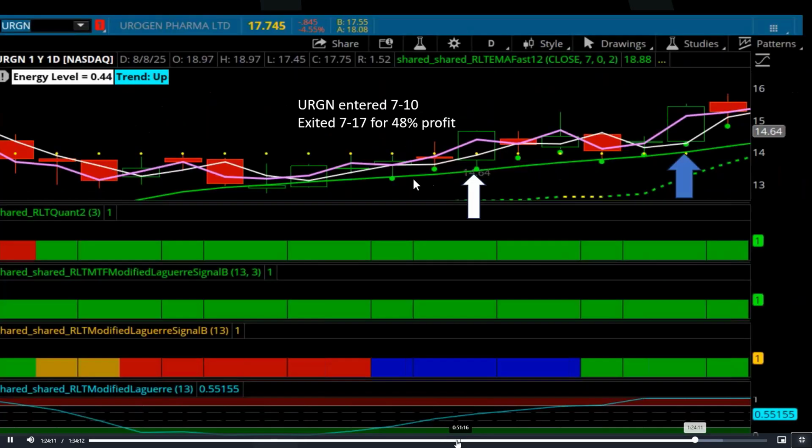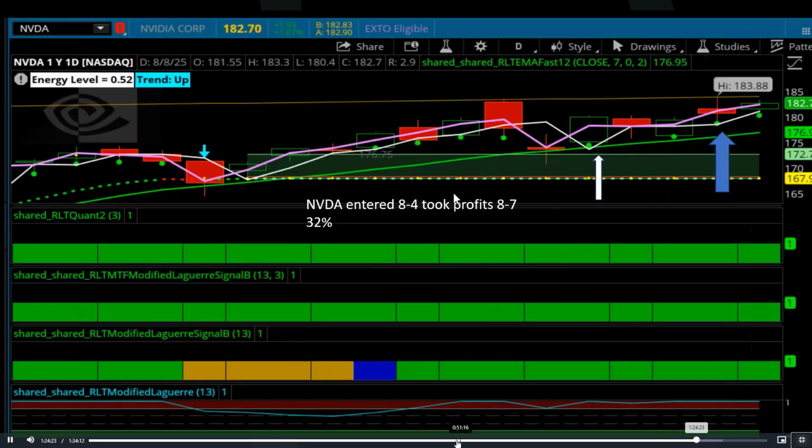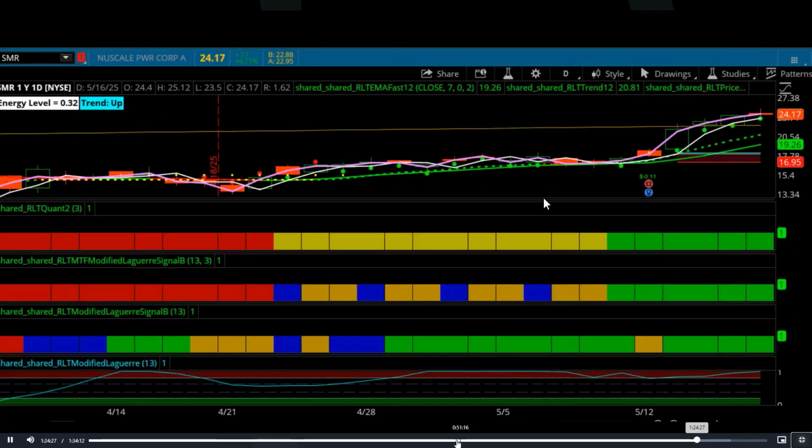This was URGN. This was a swing we took. See, we took it right here as it breaks compression. You see the compression break. Take it here, write it up here, 48% profit in about a week. This was an NVIDIA trade. I think I showed this one earlier. This was SMR. I showed that one earlier as well.